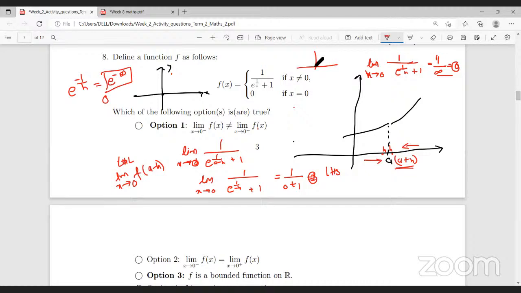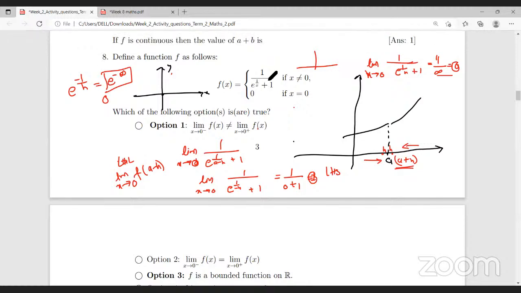Sir, one question. e to the power minus infinity is equal to 0, and e to the power infinity is equal to infinity, right? Yeah. So I can write this as 1 upon e to the power infinity, right? Yes. So 1 upon e to the power infinity will be 0. And e to the power infinity is infinity only, no?